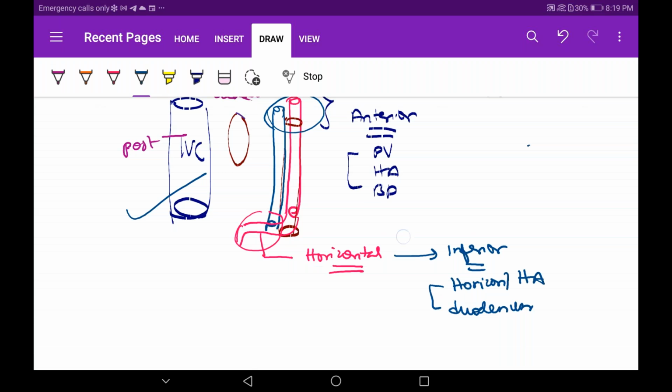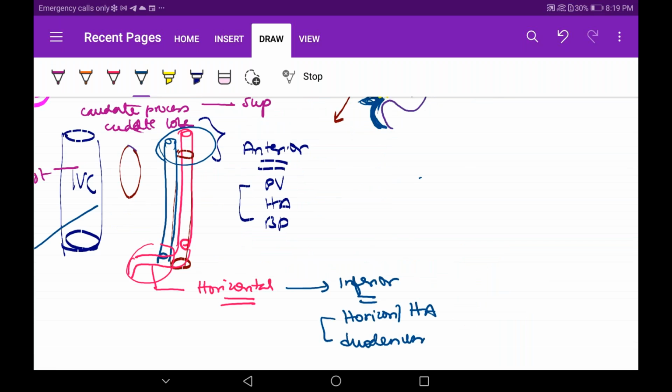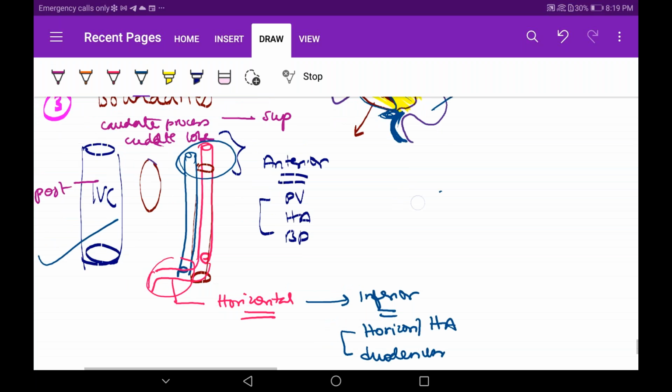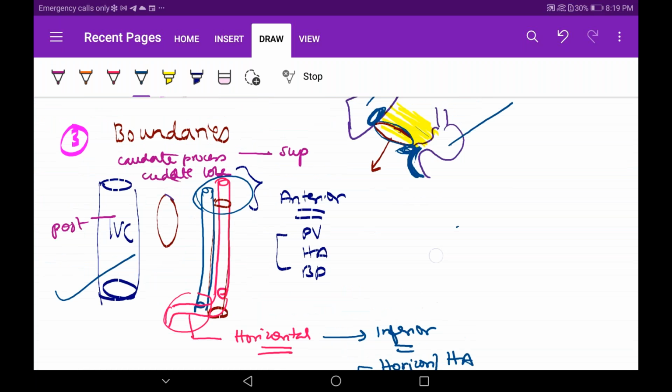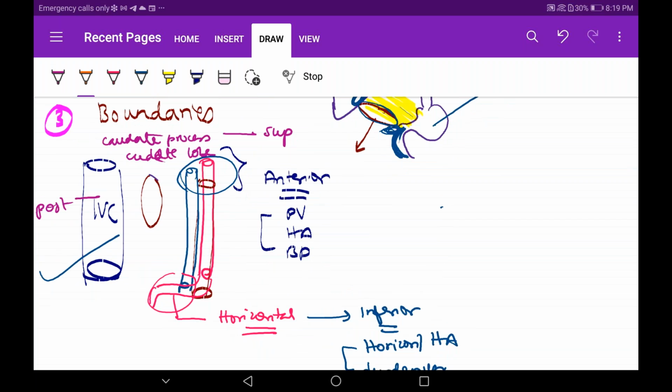Certain parts in the clinical aspect, if you have to write in the exam: it's a VSAQ. Sometimes they may ask it within an SAQ. If they ask in an SAQ, you can write the clinical part. What are all the things you have to write? First, you have to write that it is the foramen connecting the lesser sac with the greater sac. Then you have to write about the boundaries. All the boundaries, nicely draw, and then nicely mention.